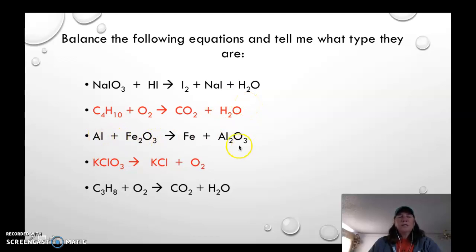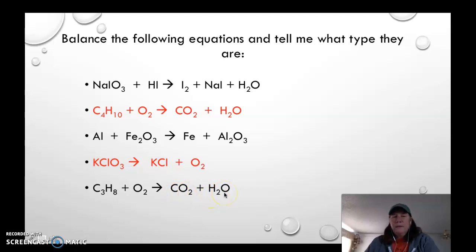2 and 2, so it's single or double. Element by itself, element by itself. So that's got to be single replacement. Here I have 1 substance and I break it down into 2. That would be decomposition. And here, the magical carbon dioxide and water. Okay, so carbon dioxide and water, that's combustion.